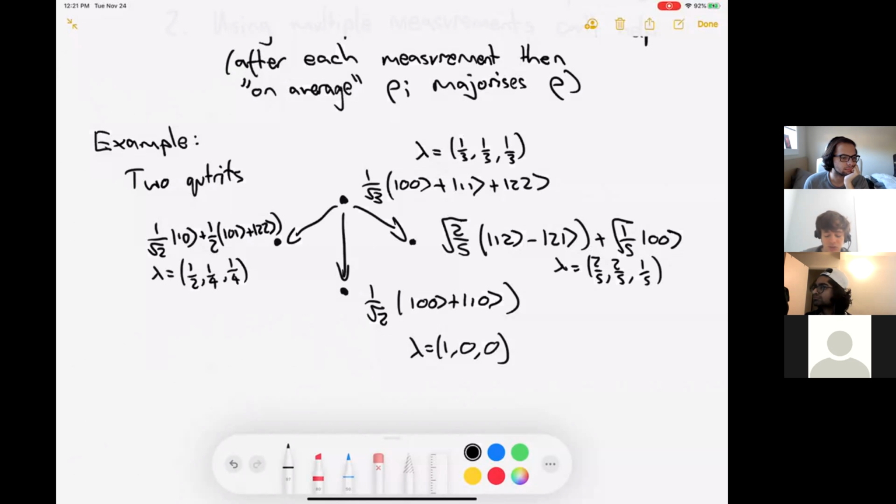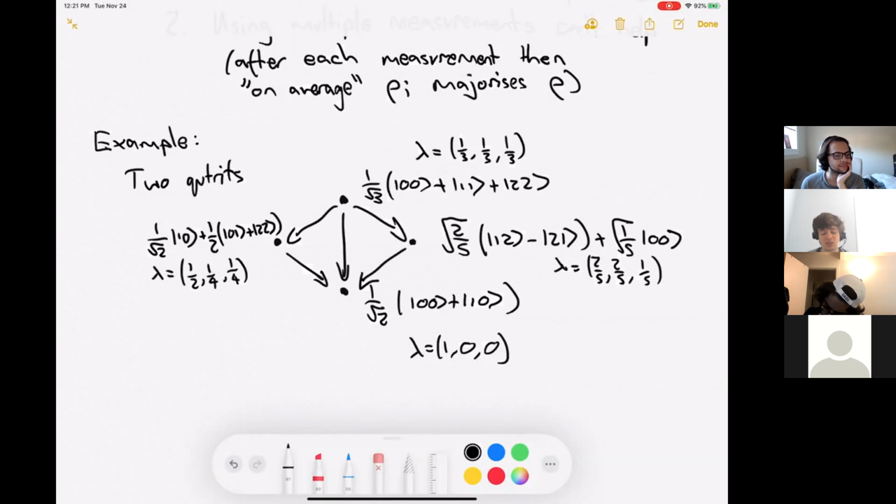It's also the case that this product state has eigenvalues 1, 0, and 0. So that majorizes anything, right? Because the largest eigenvalue is already 1. The sum of the k largest eigenvalues is also 1. And so for any other state, it will always be less than or equal to 1. And so we can get from here to here as well.